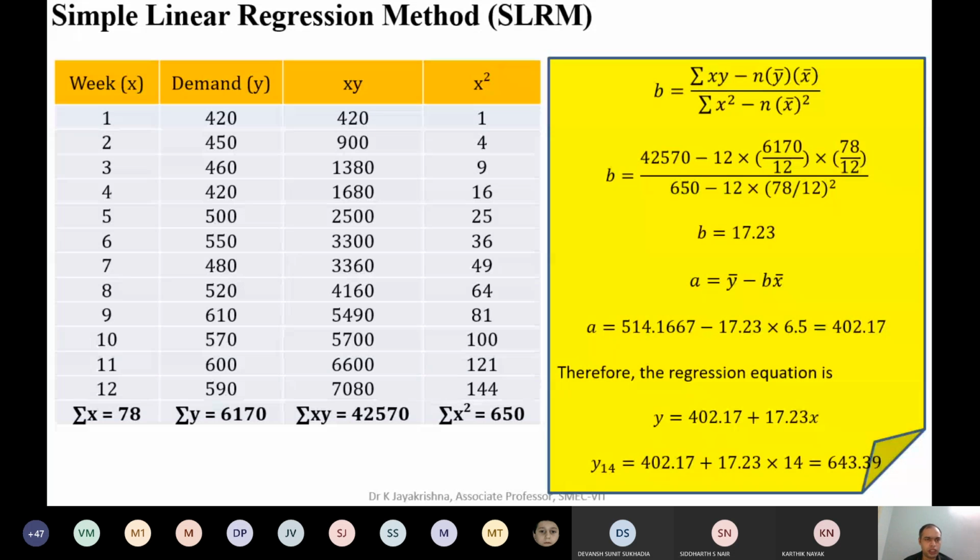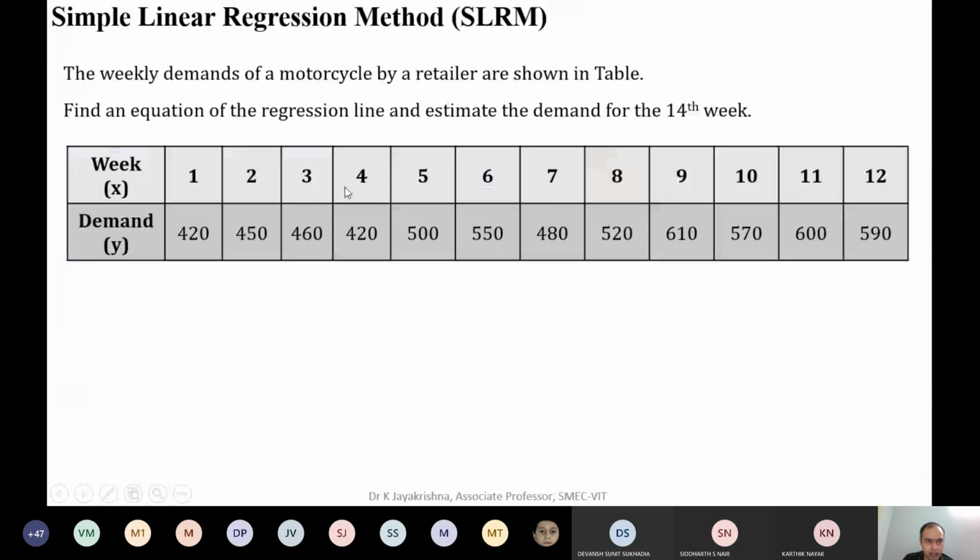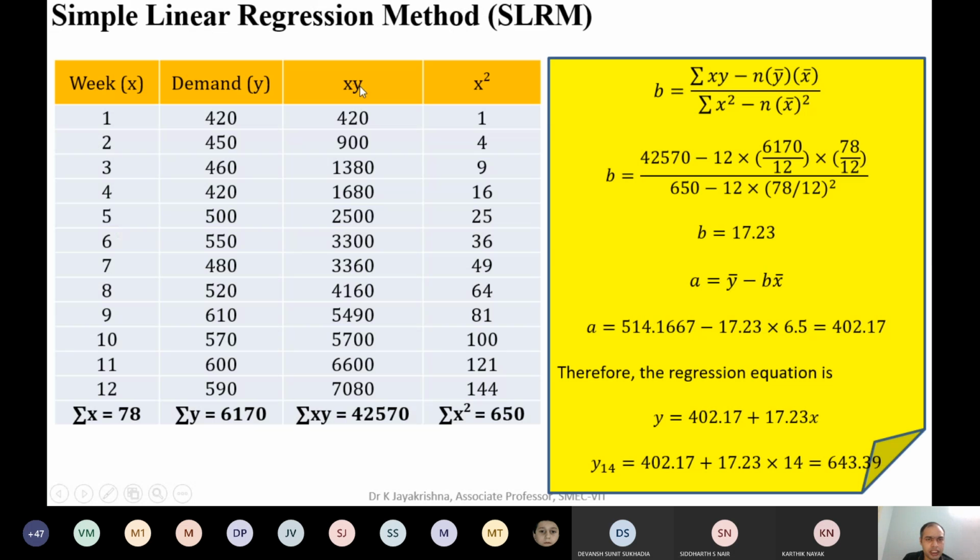So here 1 is for the first month. Whatever data is given to me, I have assumed like this: the week as x and demand as y. Next I have to find out in the formula. If you don't remember how to do this, you can check the formulas. If you know the formulas, it will be easy.